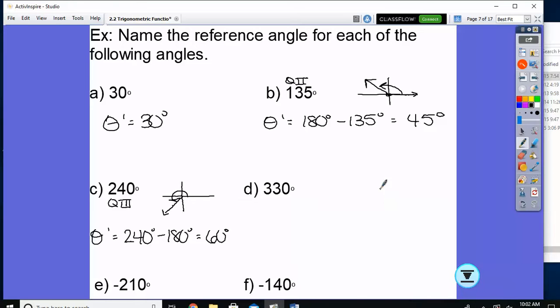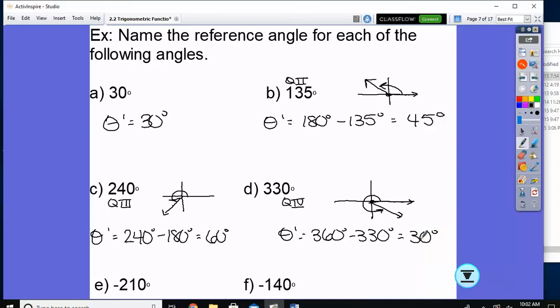330. What quadrant is that? Quadrant 4. So what do we do to get the reference angle? That's just 30 degrees.